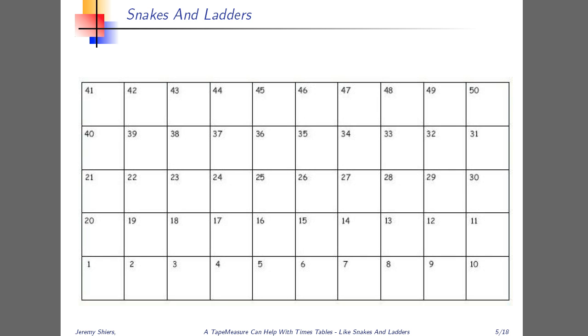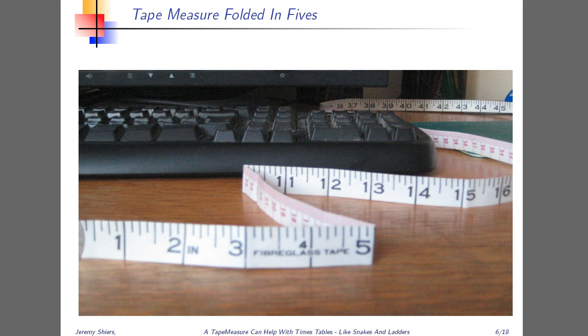You get the same effect if you fold a tape measure. Here I folded a tape measure in 5s, so there are folds at 5, 10 and 15, and the numbers run 1 to 5 left to right, 5 to 10 right to left, and 10 to 15 left to right again, similar to on a Snakes and Ladders board.